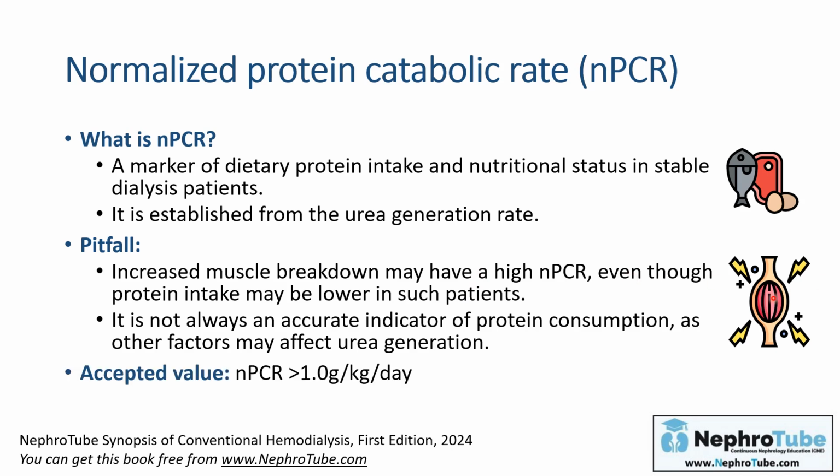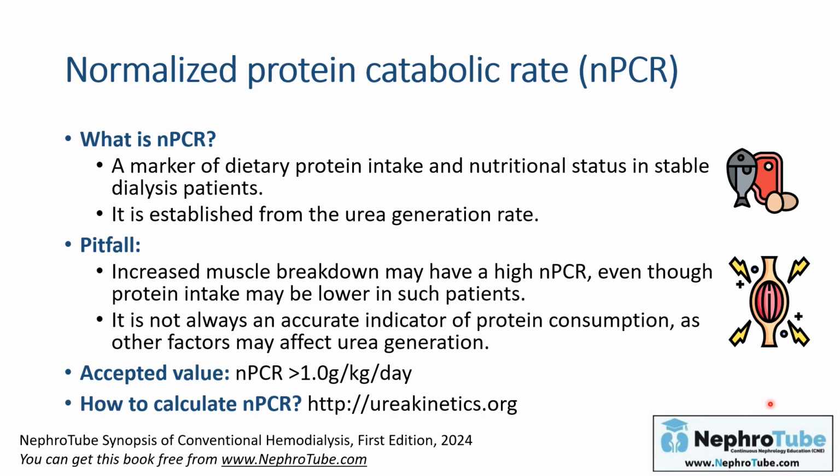The accepted value in stable hemodialysis patients for normalized protein catabolic rate is to be more than 1 gram per kilogram per day. It is well known that patients with high normalized protein catabolic rate have lower incidence of morbidity.